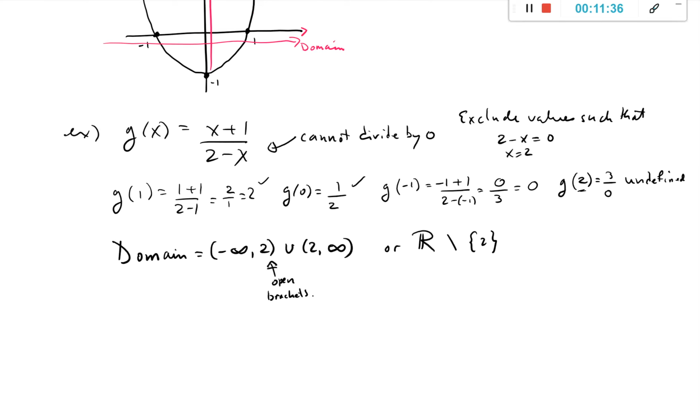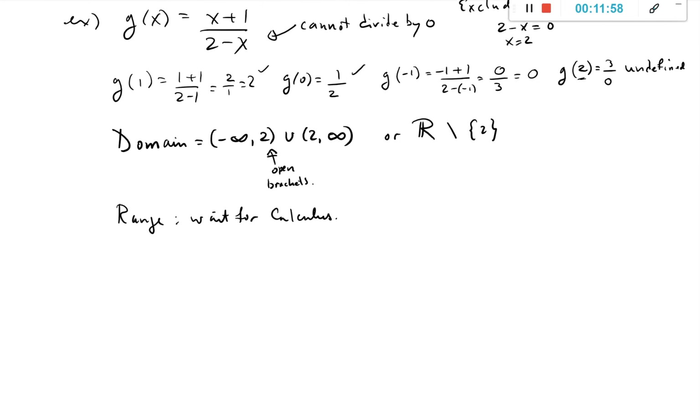What's the range? It's more tricky here, so we're not going to find that one. So just write range more, so wait for calculus. Because here we're not going to be able to, it's too tricky here, at least for the moment.